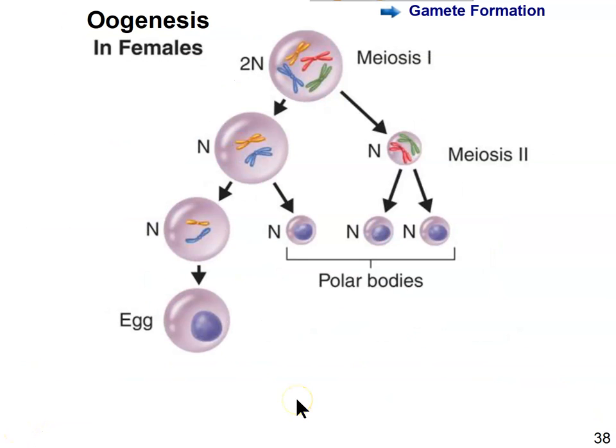So right off the bat here, you can see that oogenesis is different. And so we're going to do the same thing with this diagram we did with the spermatogenesis. Primary oocyte. And then we have secondary oocytes, but notice that one of them is greatly reduced compared to the other, and that's because of what we call asymmetric cytokinesis. The cytokinesis is not symmetric. It's not even and equal. So one of the secondary oocytes ends up having much less cytoplasm than the other.